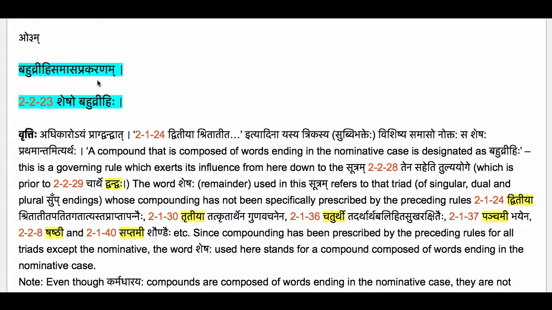We already know that a tatpurusha compound is uttara pada pradhanaha, which means that the dominant member of a tatpurusha compound is generally the final member of the compound. Coming back to the example of Satishaha, as a tatpurusha compound, the dominant member is Ishaha, the lord or master of Sati, of Parvati. So Sati or Parvati is secondary and the dominant member is Ishaha. But a bahuvrihi compound is anya pada pradhanaha. That's the trademark of a bahuvrihi compound.